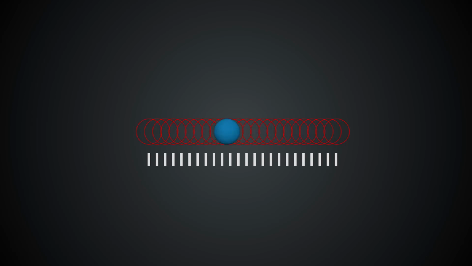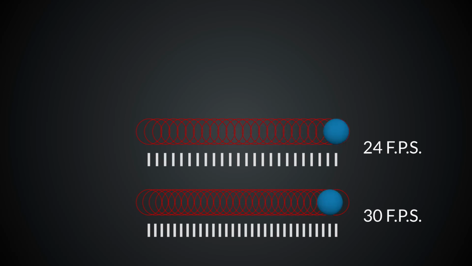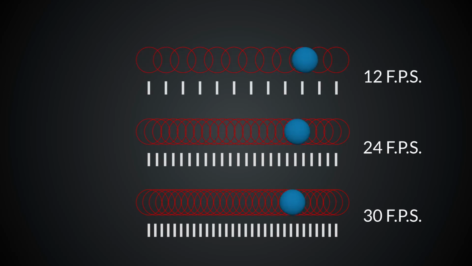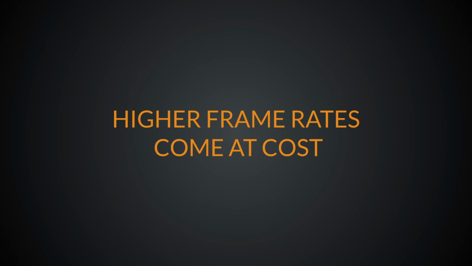For example, a frame rate of 24 frames per second means that 24 images are shown every second. Higher frame rates result in smoother motion, while lower frame rates can make the animation appear choppy. While working with higher frame rates provides a smoother result, this can come at a cost.